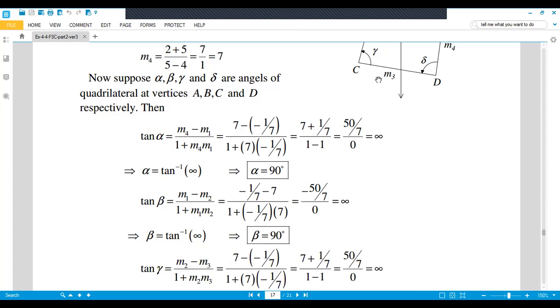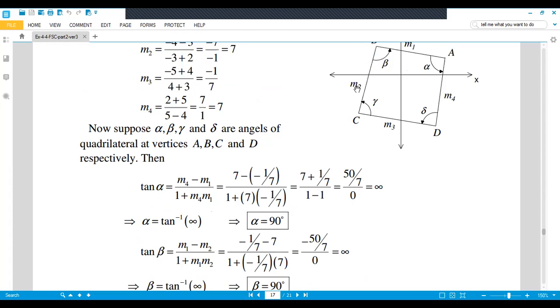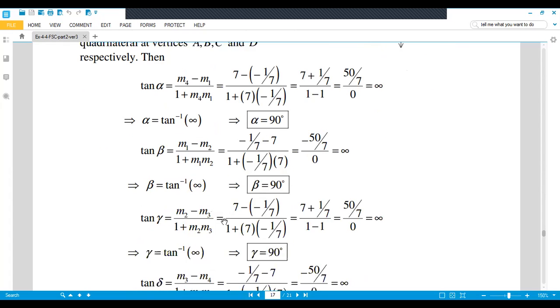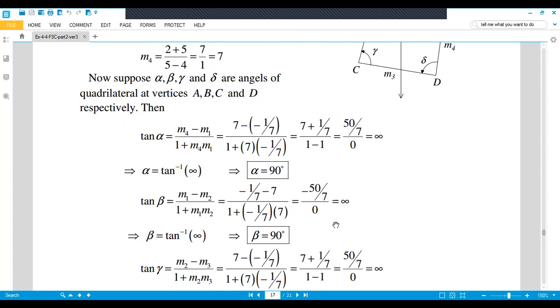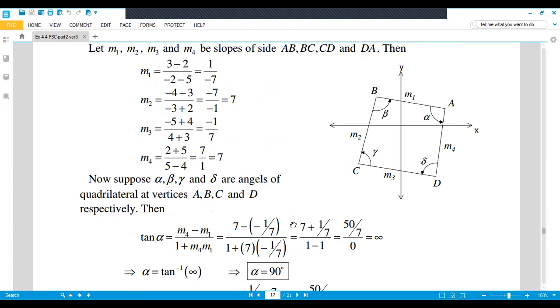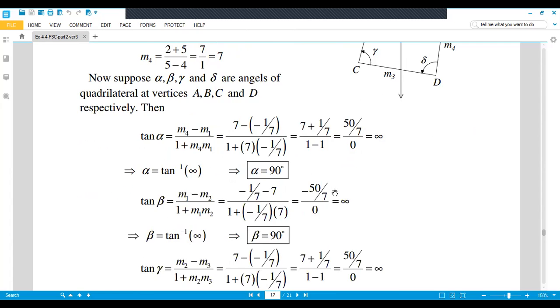Now to find tan gamma, it is M2 minus M3 divided by 1 plus M2 M3. We put the values, again we get infinity, and tan inverse infinity is 90 degrees. For sigma, M3 minus M4, and again we get infinity. So it shows that all the corner angles are 90 degrees, which means that this quadrilateral is a rectangle or a square.